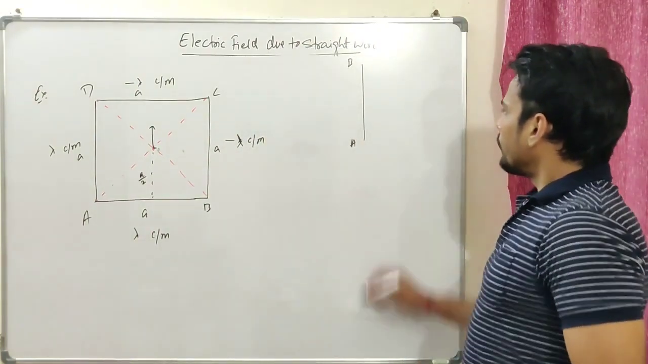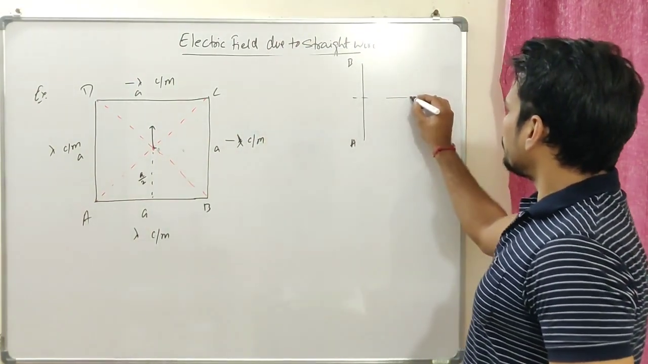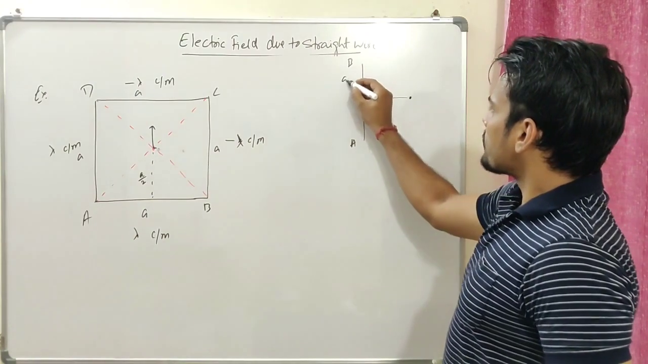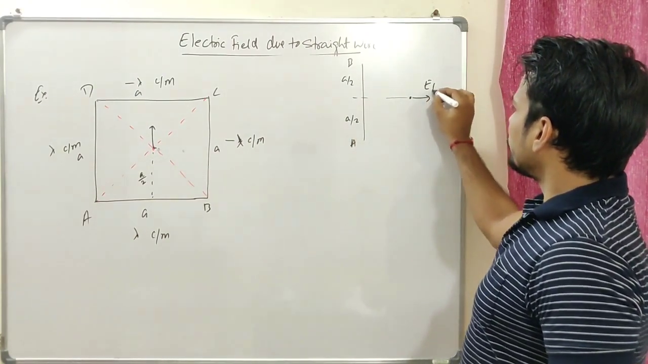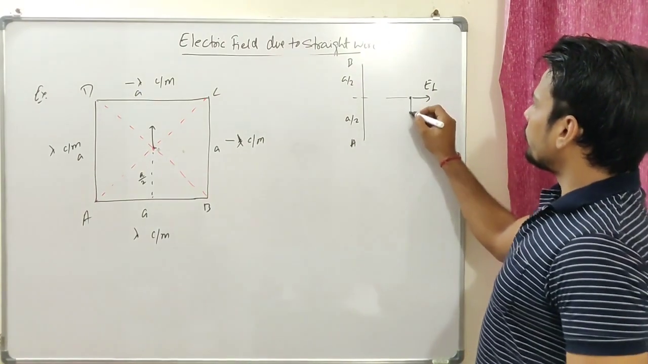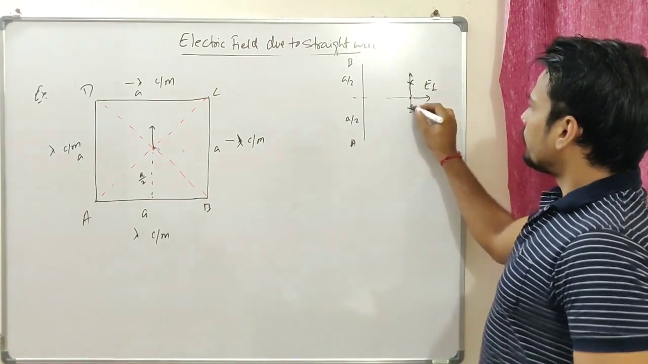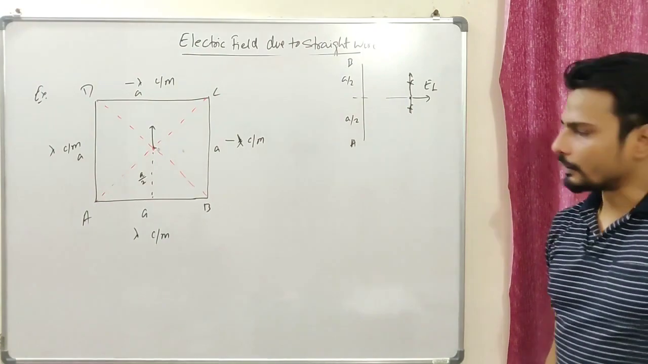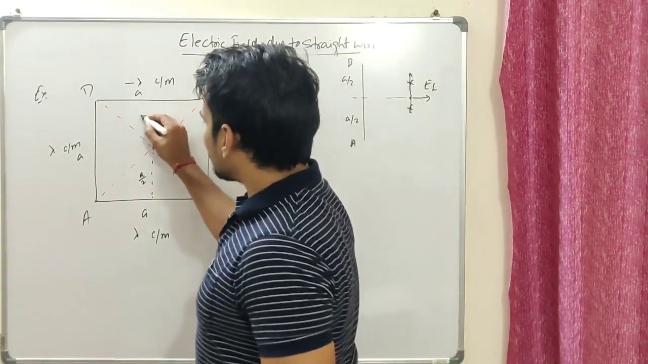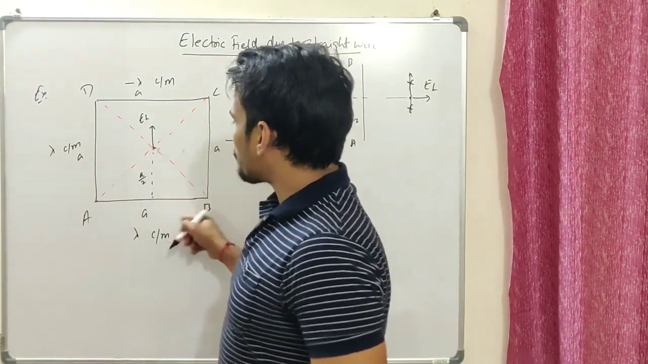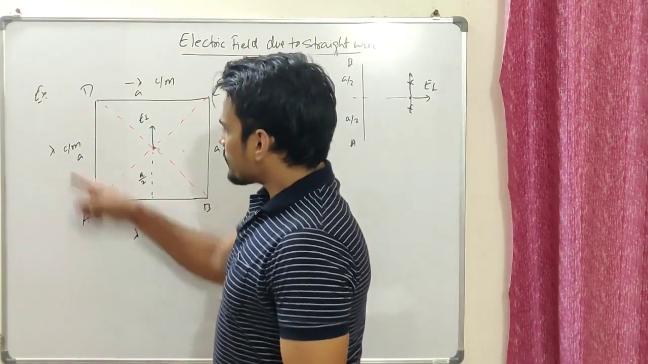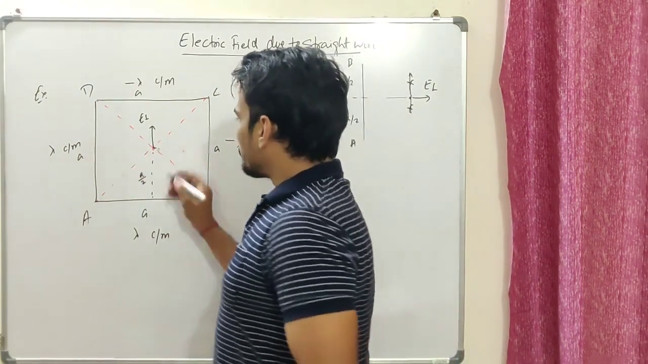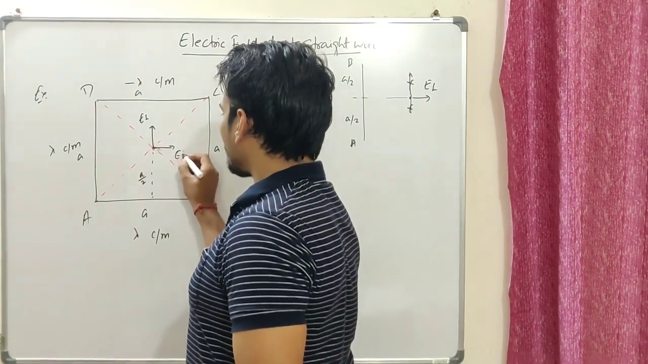Fair enough. So if I want to find the field over here, and this distance is A by 2 and A by 2, then the field is going to be E perpendicular, and the parallel component will be nullified, isn't it? So there won't be any parallel component over here. So we'll be having only E perpendicular because of this wire. All right. Now because of this wire also, we'll be having E perpendicular in this direction.